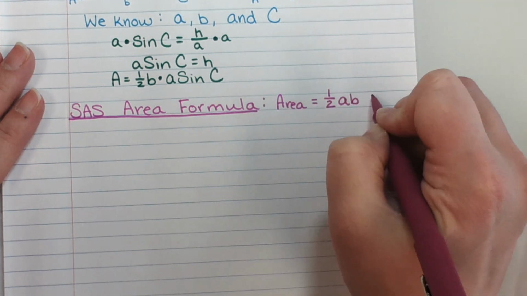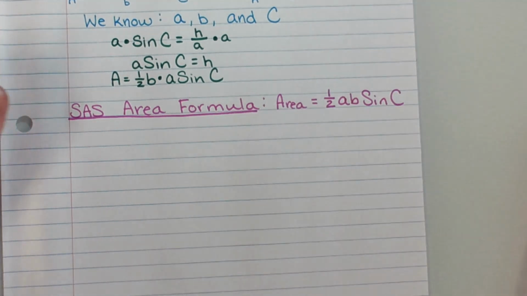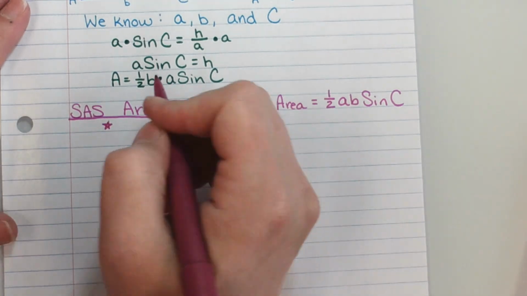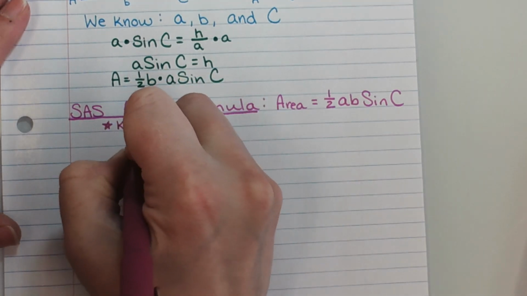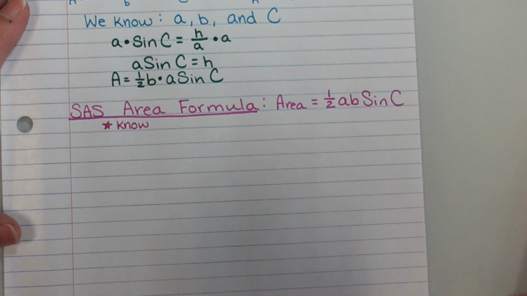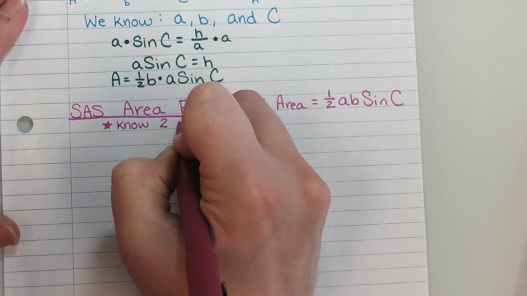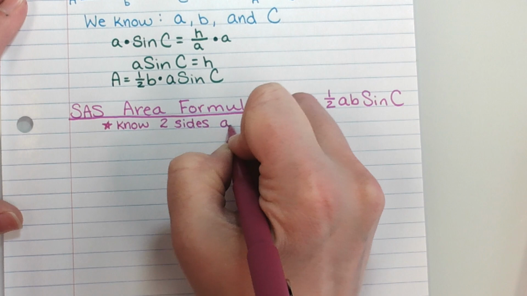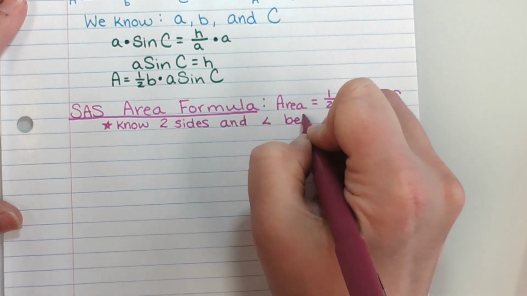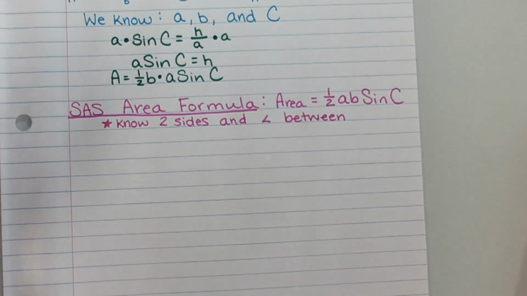Traditionally, it's written like this. Now, this is not law of sines. We're not to law of sines yet. This brings us eventually to law of sines. But this formula works great for solving for the area of a triangle if you know two sides and the angle between them. That's why it is called side angle side. Two sides, angle between.